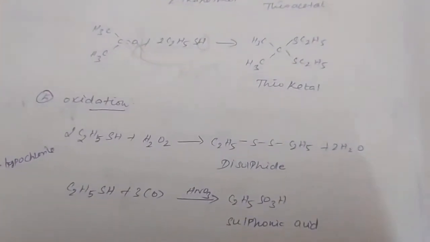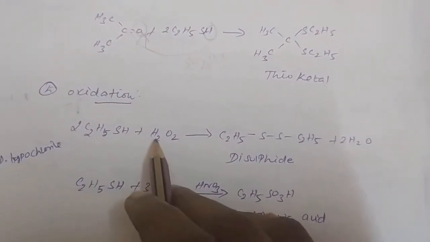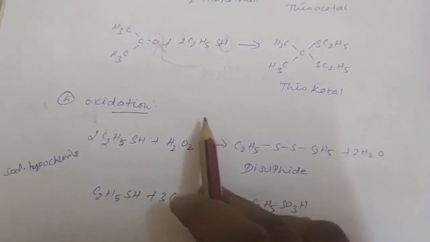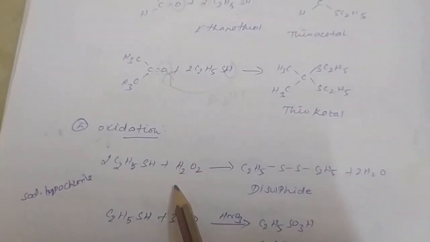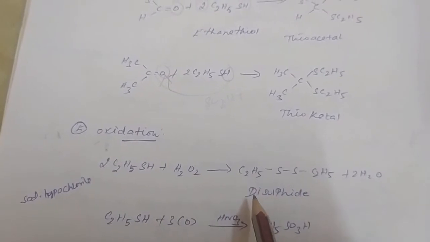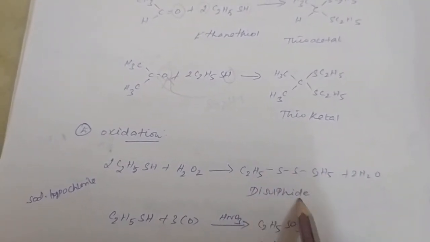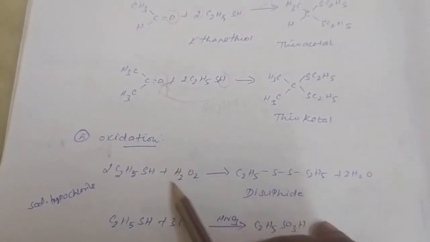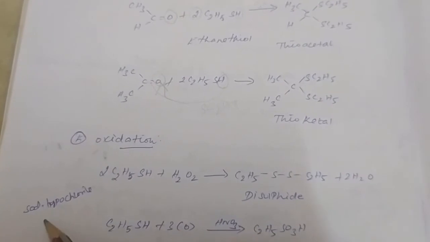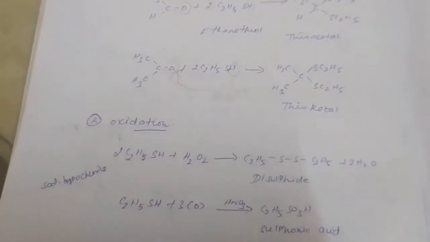So next, oxidation. The thiol is oxidized by using a mild oxidizing reagent, that is hydrogen peroxide, to form disulfide. C2H5 S S C2H5. Disulfide is formed and water molecule is removed. Instead of hydrogen peroxide, you can also use sodium hypochlorite. This is also a mild oxidizing agent.